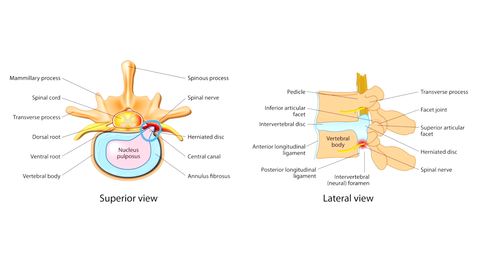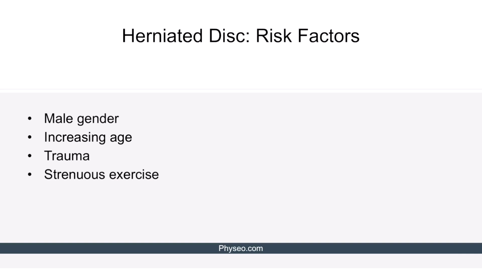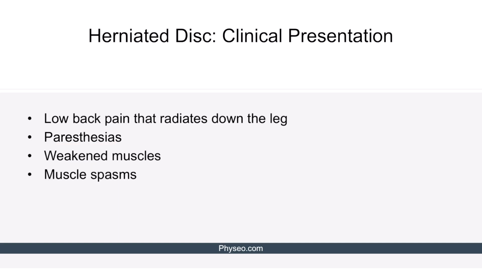This leads to inflammation and irritation of the local spinal nerve and the symptoms of this pathology. Risk factors for a herniated disc include male gender, increasing age, trauma, and strenuous exercise. The clinical symptoms correspond with what occurs when a specific nerve is compressed. Because these tend to involve the lumbar spine, patients classically have low back pain that radiates down the leg along the distribution of the affected nerve.